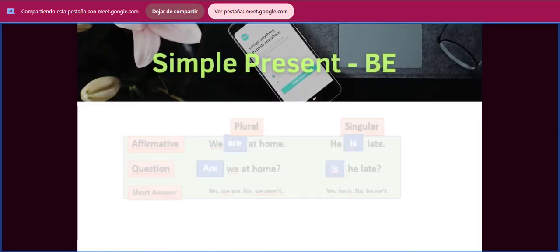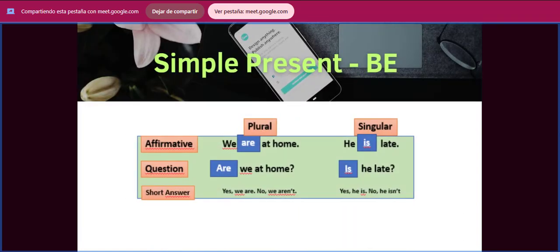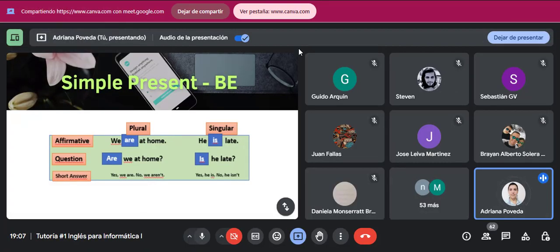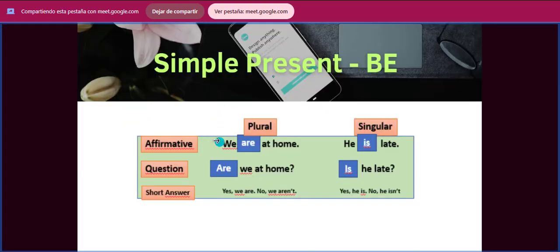Then in the case of the questions, what we'll do is to make a subject-verb inversion. That means that we'll place first the verb to be, then the subject, and then the rest of the sentence. So as you can see in the example of the affirmative sentence, we have first the subject, that in this case is we, then we have the verb to be, that in this case is are, and the rest of the sentence, in this case it will be at home.